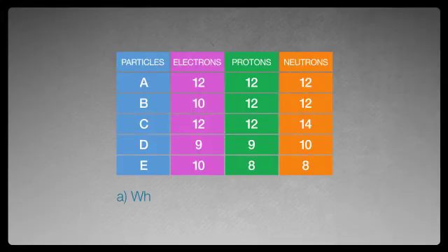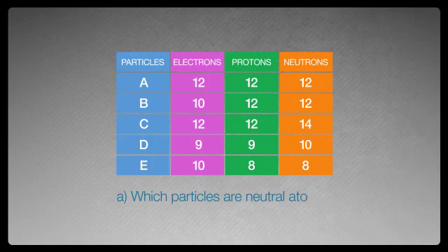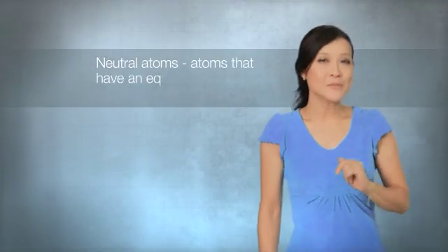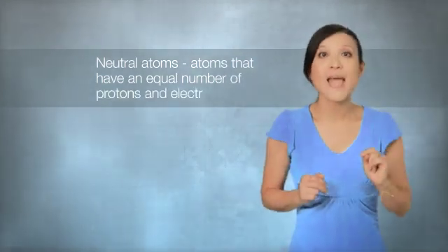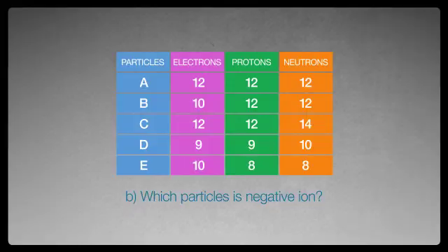Okay, question time. Look at this table that describes some particles. Question A. Which particles are neutral atoms? Neutral atoms are atoms that have an equal number of protons and electrons. So the answer is particles A, C, and D.